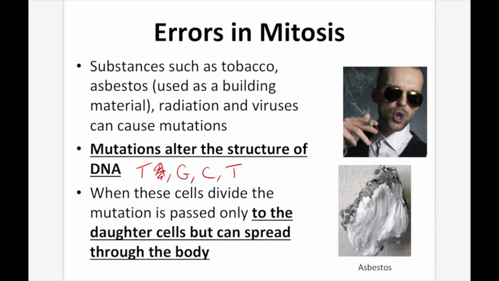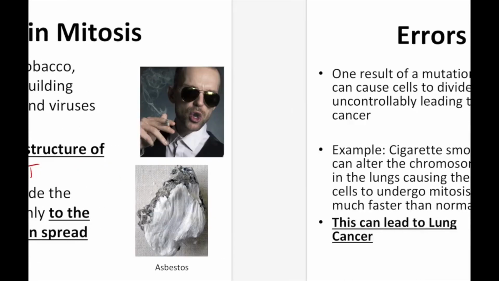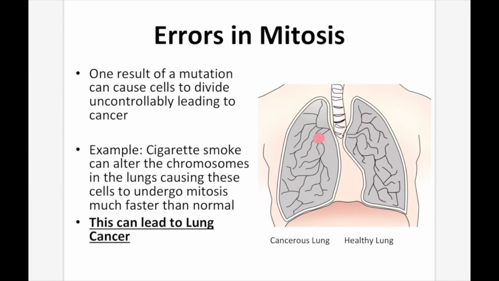When these cells divide, the mutation is passed only to the daughter cells, but it can spread throughout the body. One result of a mutation can cause cells to divide uncontrollably, leading to cancer. So, for example, cigarette smoke can alter the chromosomes in the lungs, causing these cells to undergo mitosis much faster than normal, as we're seeing right there.